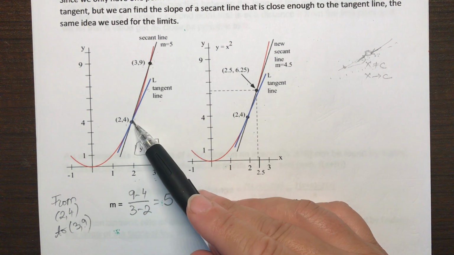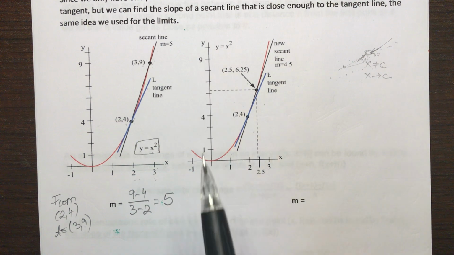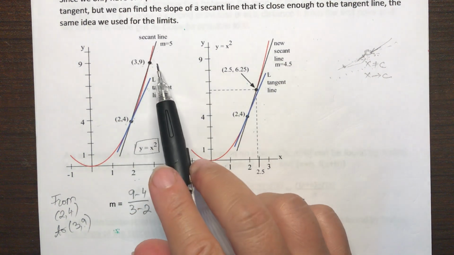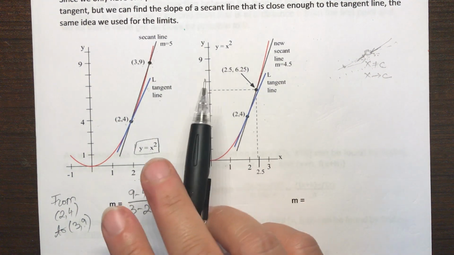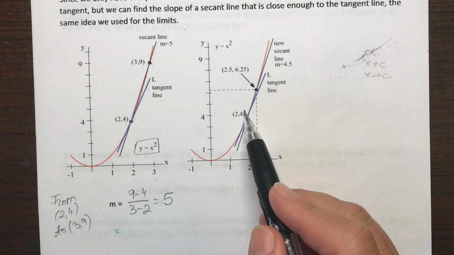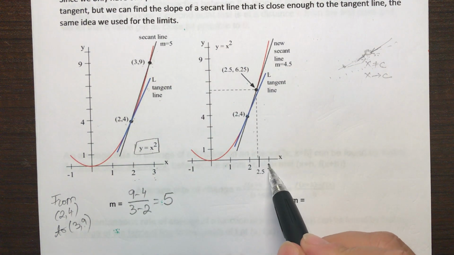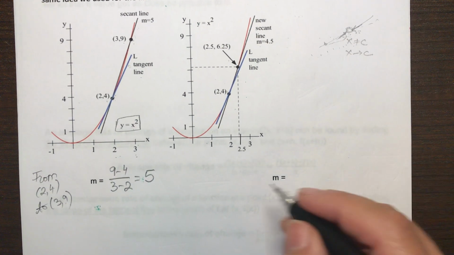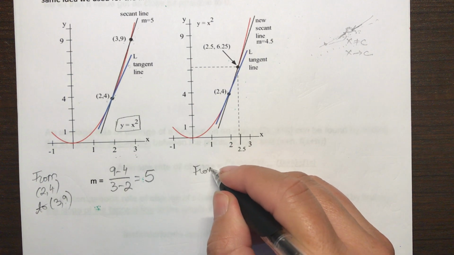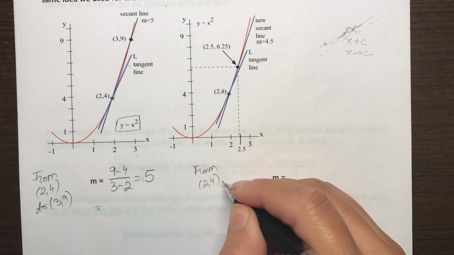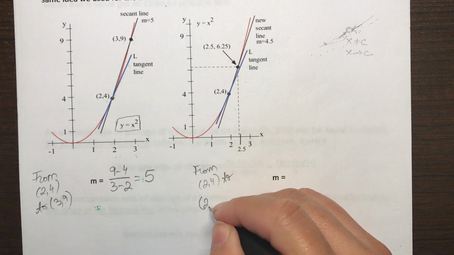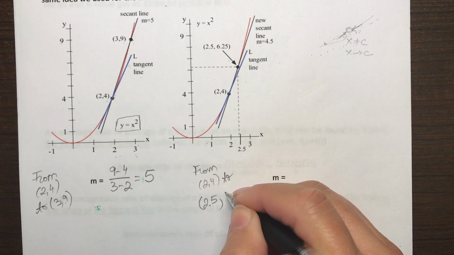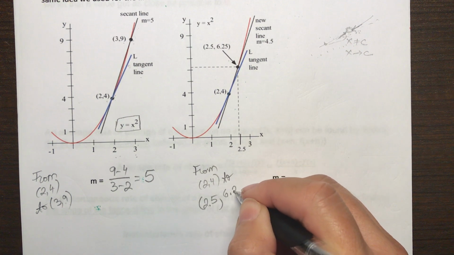So again, I need to find the slope of this tangent line. My problem is I only have 1 point, yes. So what do I do? I pick a second point on my graph, right? And this time I'm going to pick one that's closer. Instead of going all the way to 3, I'm going to go to 2.5. Okay, so what's going to be the slope of this line from (2, 4) to my next approximation, (2.5, 6.25), since 2.5 squared is 6.25.